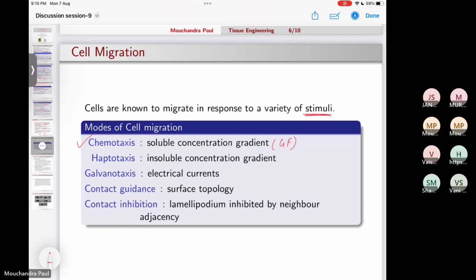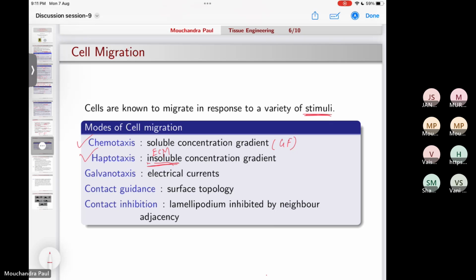Also, if there is a concentration gradient of insoluble factors. Now, insoluble factors usually means ECM components. As I already mentioned, these proteins or polysaccharides are very large molecules. They cannot migrate. Their diffusivities are very low because of their large molecular weight. So they are insoluble in nature. If a concentration gradient of this ECM is established, then also you can trigger cell migration. And this type of cell migration is called haptotaxis.